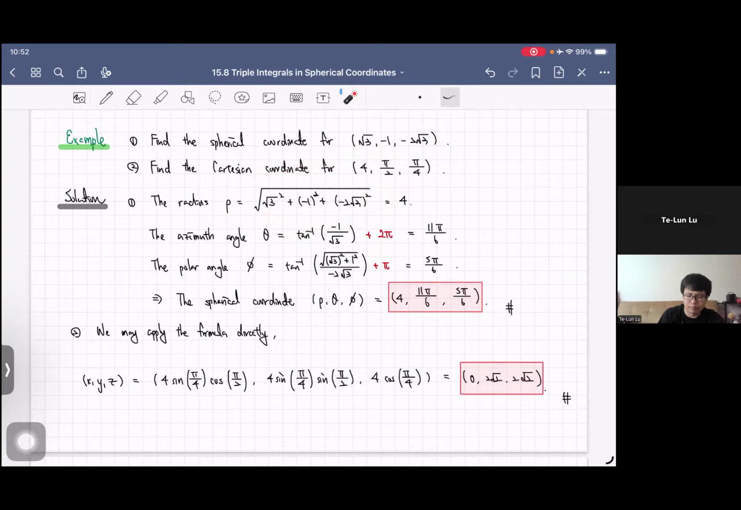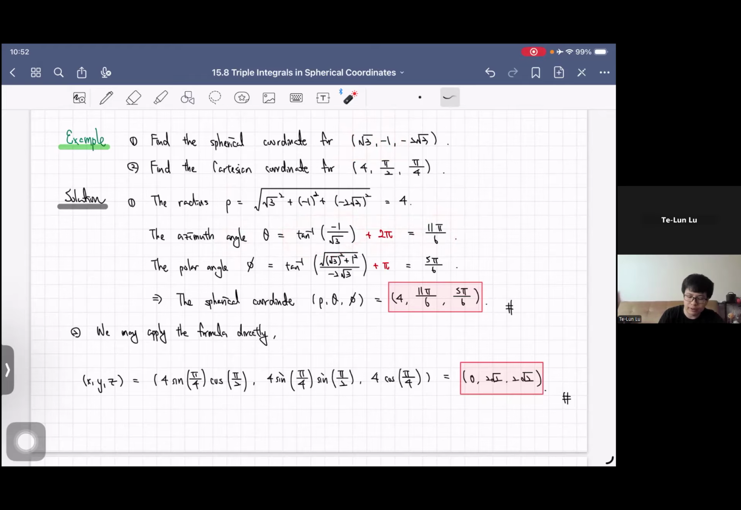Then for the so-called azimuth angle, you want to find the tangent inverse of y divided by x. And this is obviously in the fourth quadrant, right? So we add a correction term of 2 pi. Which angle has tangent minus 1 over root 3? That is minus pi over 6, right? Minus 30 degrees. So you get 11 pi over 6 in the fourth quadrant.